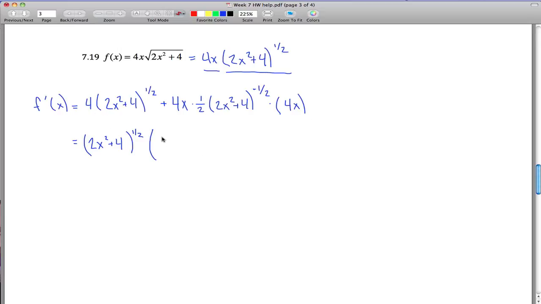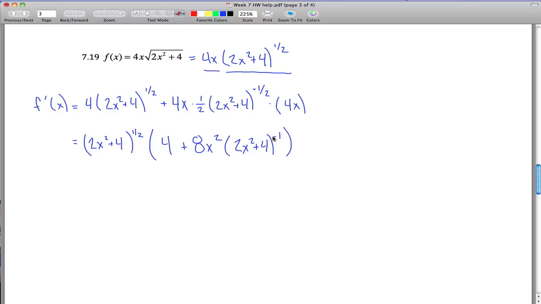On the left we're left with just a 4. On the right we have a 4x, another 4x, and a 1/2. 4 times 4 is 16, times 1/2 is 8x squared. And then we have this thing. We used to have 2x squared plus 4 to the negative 1/2, and then we factored out 2x squared plus 4 to the 1/2. So it's kind of like negative 1/2 minus another 1/2. We're left with 2x squared plus 4 to the negative 1.